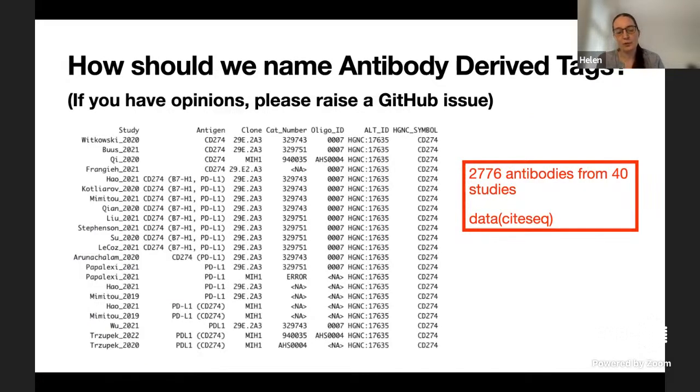Still, the question remains of what we should name them. I don't actually have an opinion of what these should be called, other than that they should be consistent. So I've gone with democracy, and I have collected antibody information across a number of studies, and I've looked at what is the most common name that's given first. So for this example, this would then be called CD274.